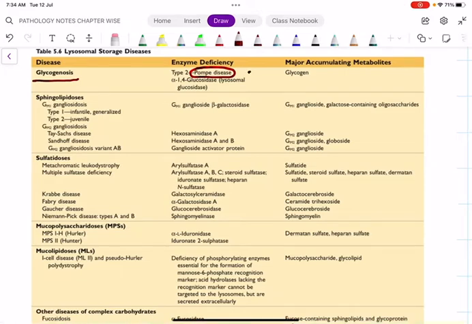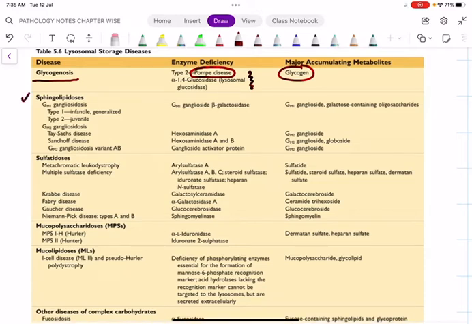Why? Because the enzyme defect is alpha 1,4-glucosidase, which is nothing else but a lysosomal glucosidase. So because of that, there will be glycogen accumulation. Don't worry, Pompe's disease, its clinical features, histopathological findings, everything we will see in detail.